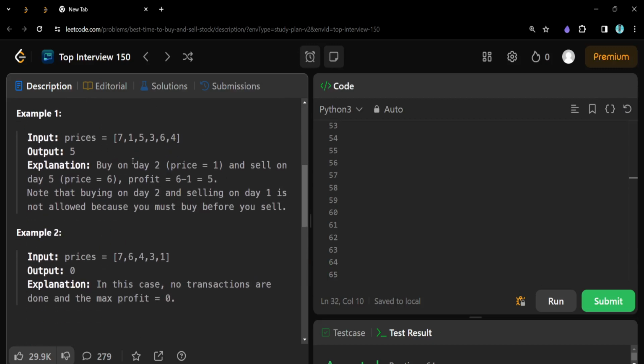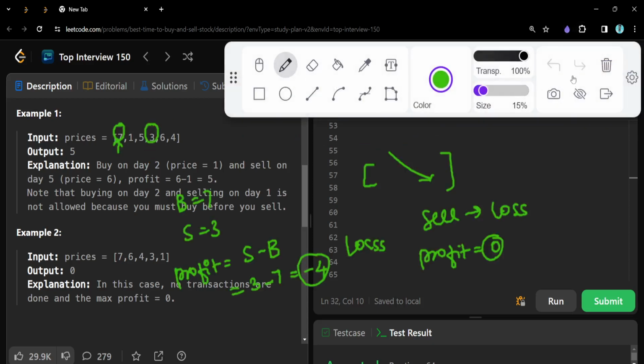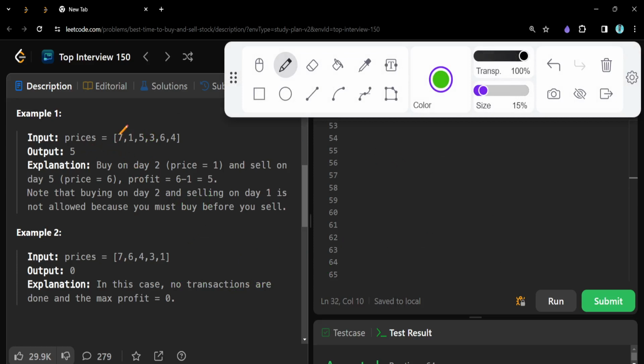Okay, so here also we can see this example. Let me explain how we are achieving 5 over here. Then we will see how we will be solving this problem. Okay, so buy on day 2. This is day 1, 2, 3, 4, 5, 6. So buy on day 2, the price is 1, and sell on day 5. Day 5 that is 6. So sell is 6 rupees, right? So the profit is always sell minus buy. So 6 minus 1 that is 5. So the maximum profit which we can achieve from this transaction is 5, right?